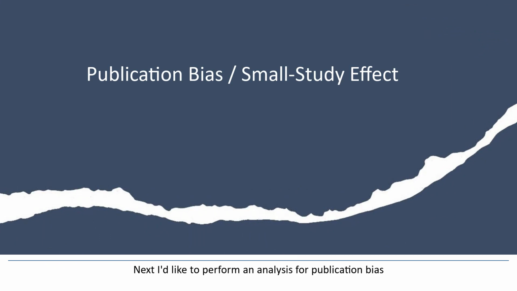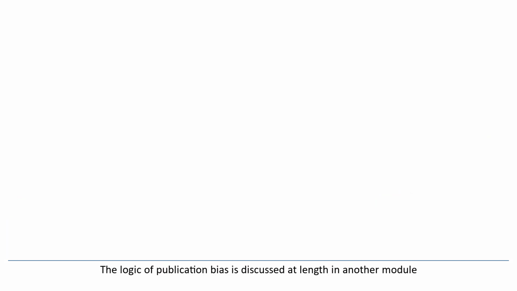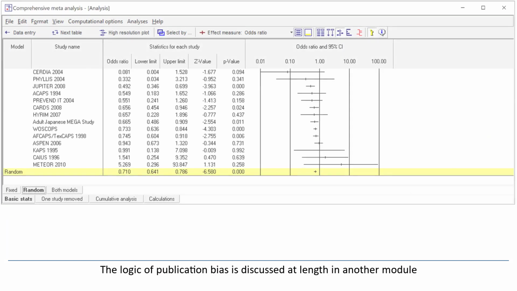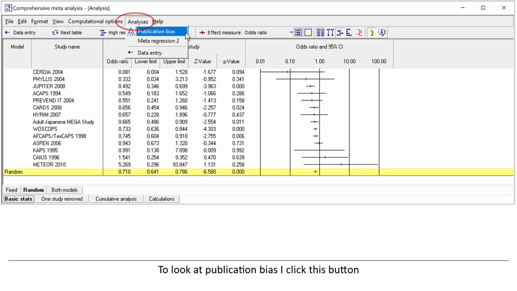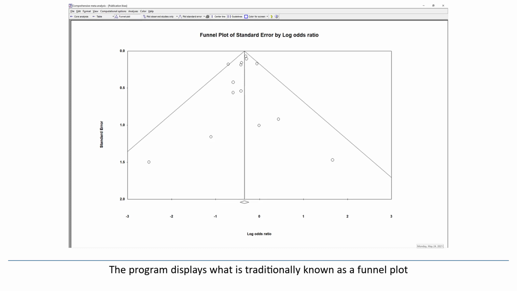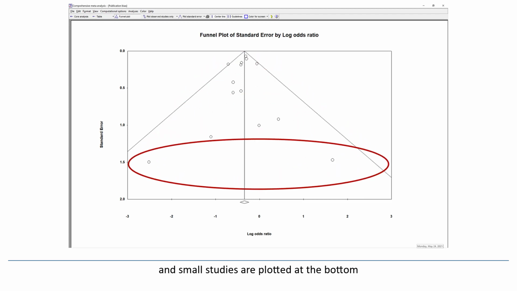Next, I'd like to perform an analysis for publication bias. The logic of publication bias is discussed at length in another module. Here, I'll focus on the results. To look at publication bias, I click this button. The program displays what is traditionally known as a funnel plot. The large studies are plotted at the top, and small studies are plotted at the bottom.